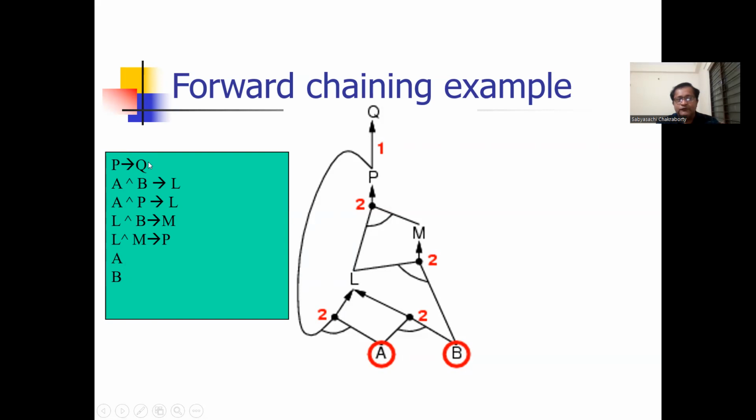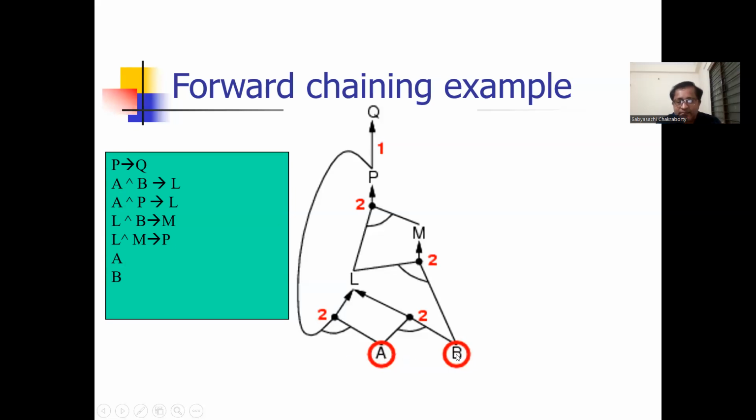Finally we have to arrive at the goal Q, we have to prove the validity of Q. We have to prove Q to be true. And that is the forward chaining. We start from A and B variables and we finally arrive at the decision that Q is true. So that is a variable-based inferencing procedure that leads to the goal.